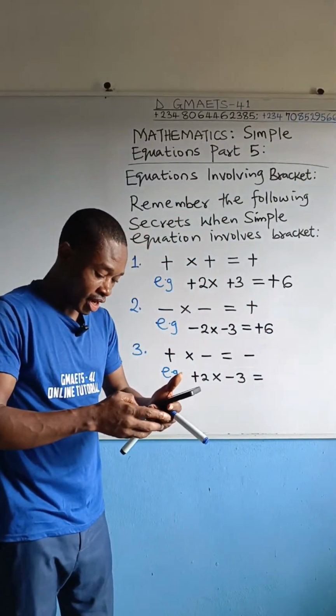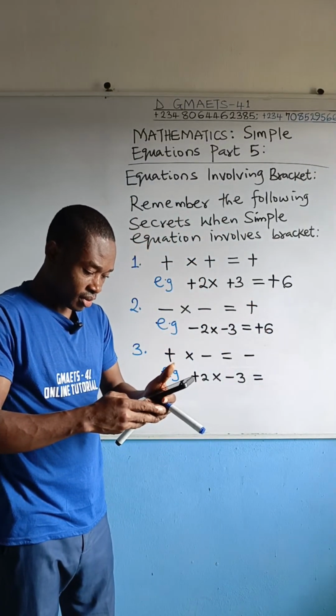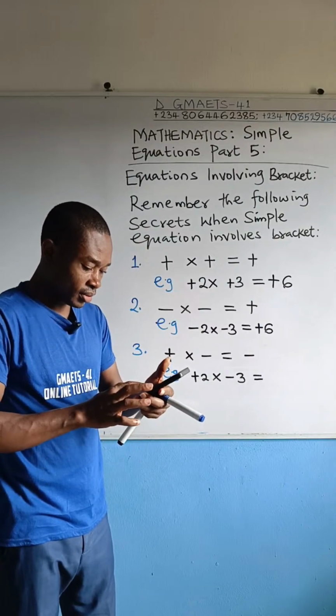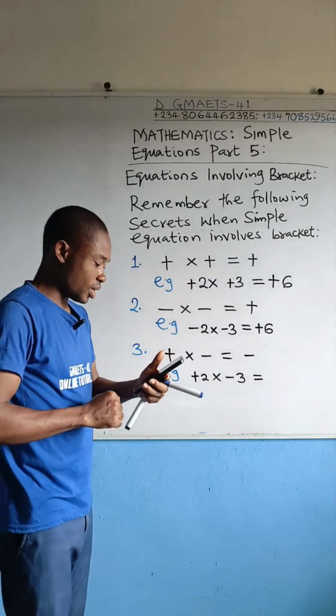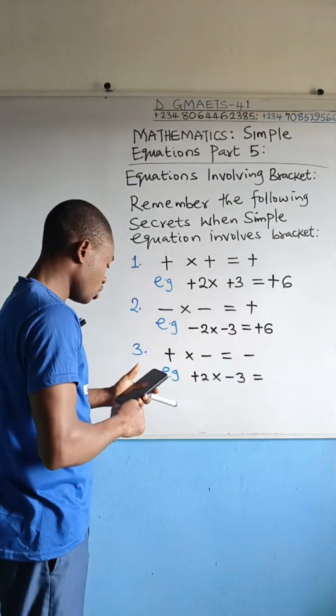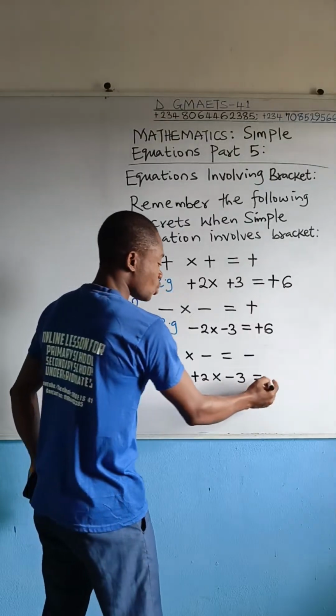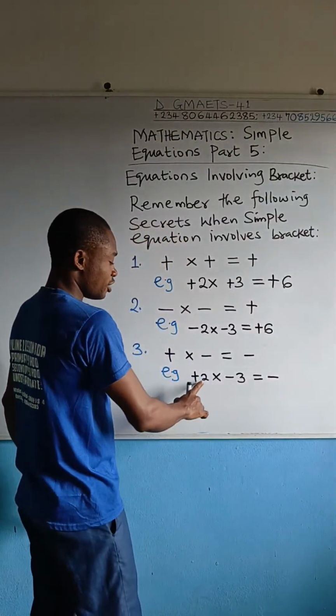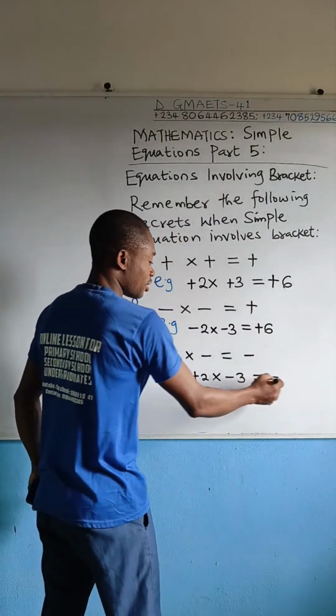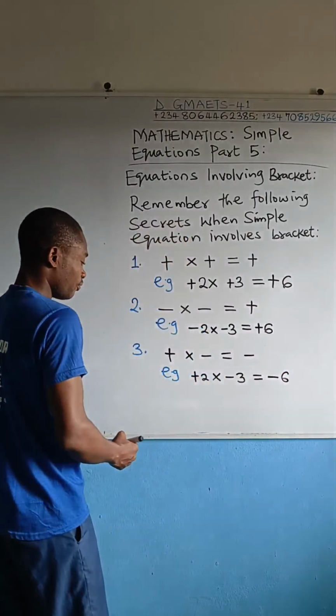I hope the network is not disturbing. Good. We are together. So you will do plus times minus first. This plus times minus will change to minus. And then you move on to do 2 times 3, which will give you 6.